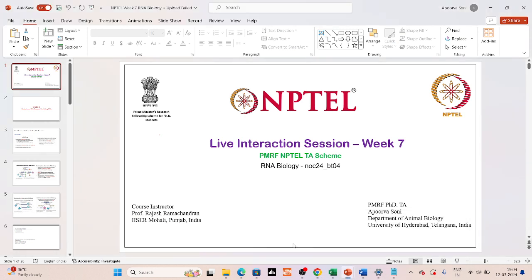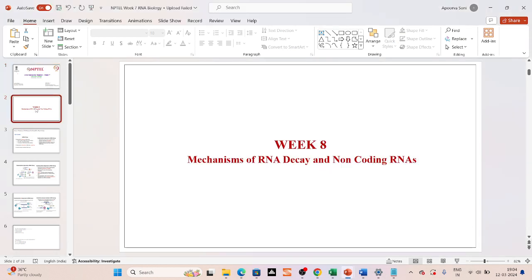So today we'll be studying about mechanisms of RNA decay and a little bit about non-coding RNA. We have studied in our previous class, in the last lecture, that RNAs which are not properly formed, which are premature, which are not processed properly, in which the post transcriptional modifications are not complete and proper, those RNAs are subjected or marked for decay.